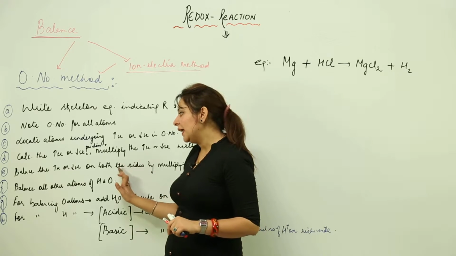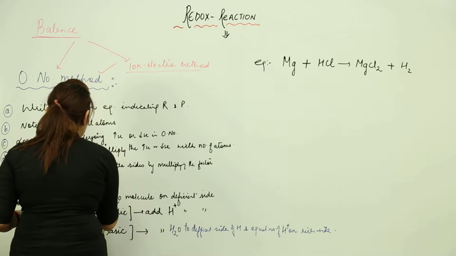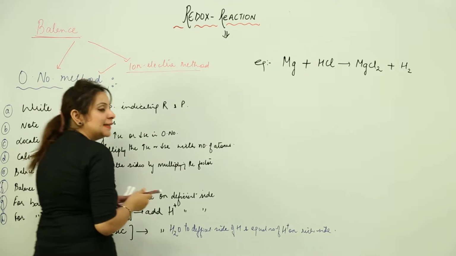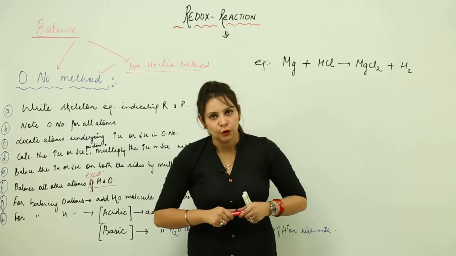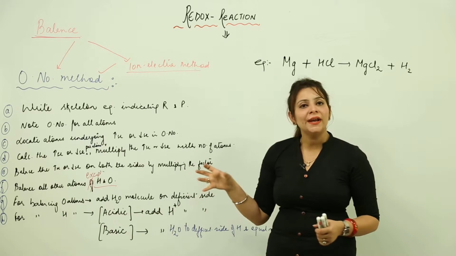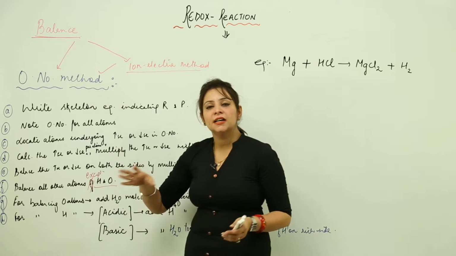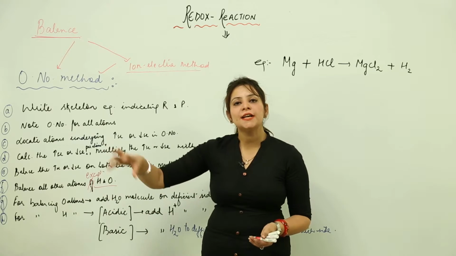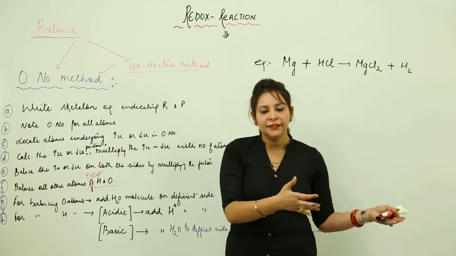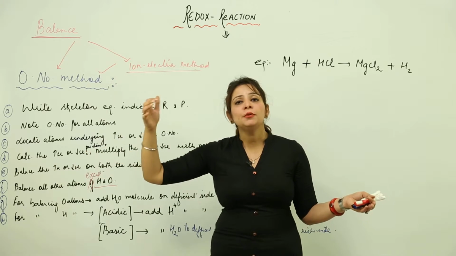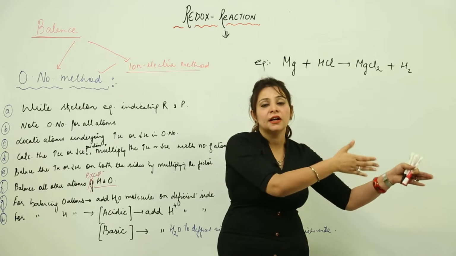Next, balance all atoms except H and O. Balance everything in the same way as you did for different reactions, except H and O. Now to balance O and H is a critical point here. When you need to balance O, you add H2O molecules to the side which is deficient in O. Suppose I have 2 O here and 4 O here, so I am going to add the H2O to the side which is deficient, that is here.